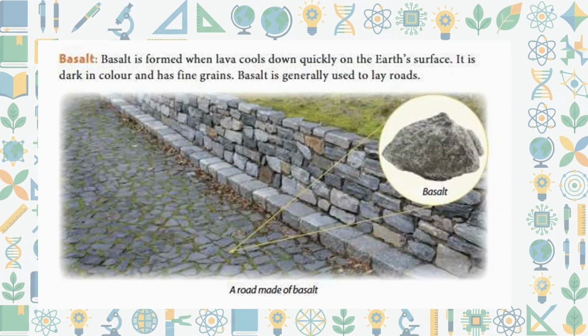Basalt is formed when lava cools down quickly on the earth's surface. It is dark in color and has fine grains. Basalt is generally used to lay roads.